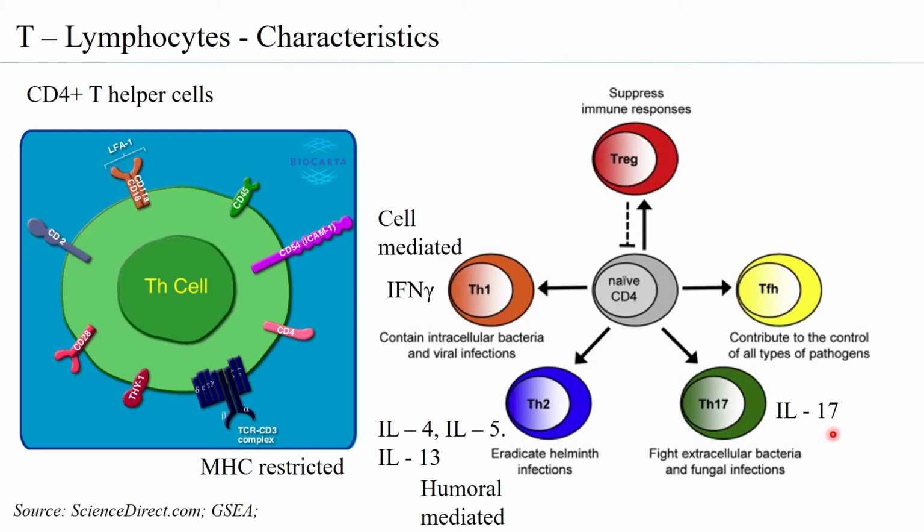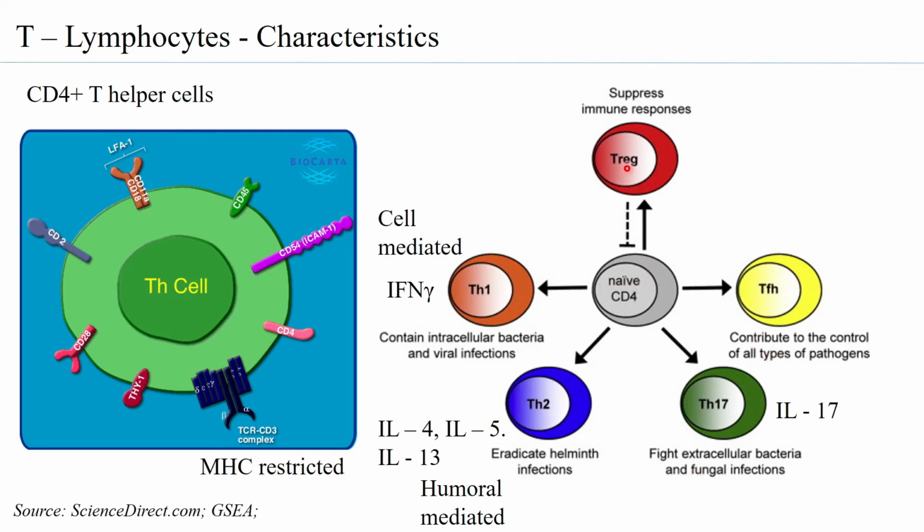Now, naive CD4 plus cells can also get differentiated into the Th17 subset, and this Th17 subset produces IL-17, and this IL-17 is associated with mucosal immunity as it is able to fight extracellular bacteria and fungal infections. Another subset of the T helper cell is what is called the T follicular helper cell, and this is able to control or contribute to the control of all types of pathogens, whether it is virus, whether it is bacteria, whether it is fungi.